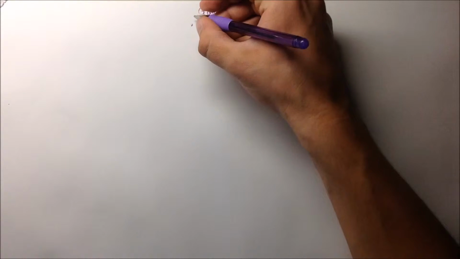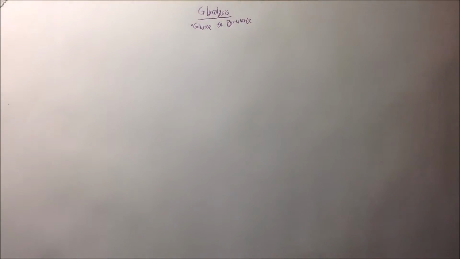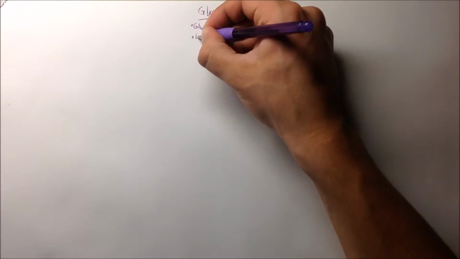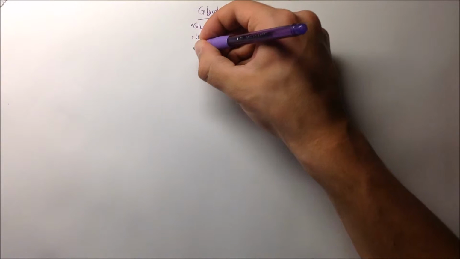Hello. Today's video will be going over glycolysis. Basically, glycolysis is there to convert glucose to pyruvate. This is done in a series of 10 steps, and glycolysis takes place only in the cytosol.